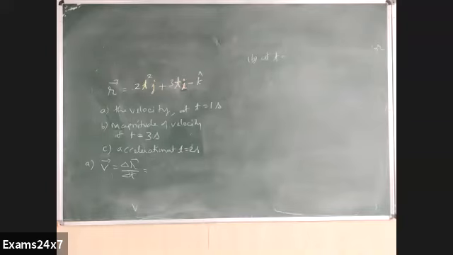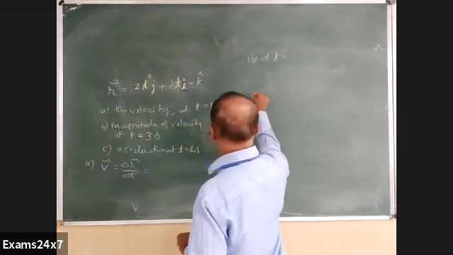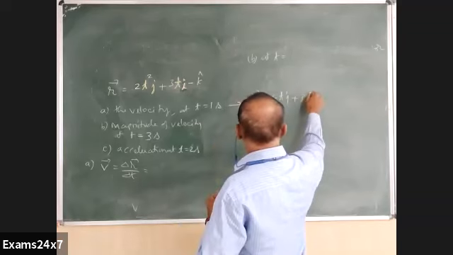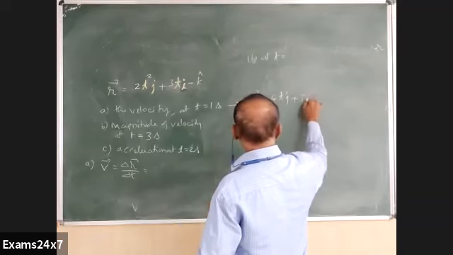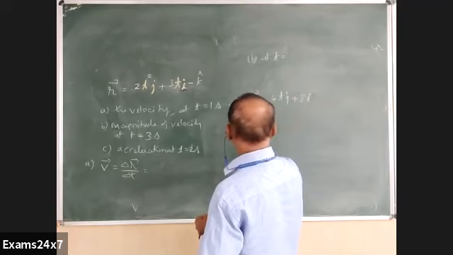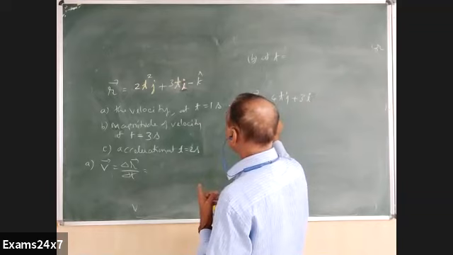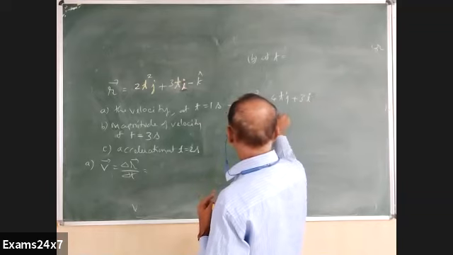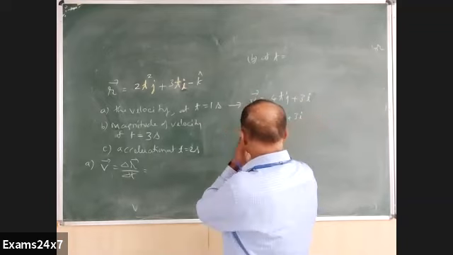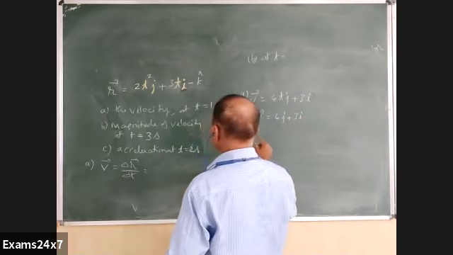Yes, sir. Yes. So differentiation makes the velocity vector 4tj plus 3i, that's all, at t equal to 1. At t equal to 1, it becomes just 4j plus 3i. That is A. And B sub question.